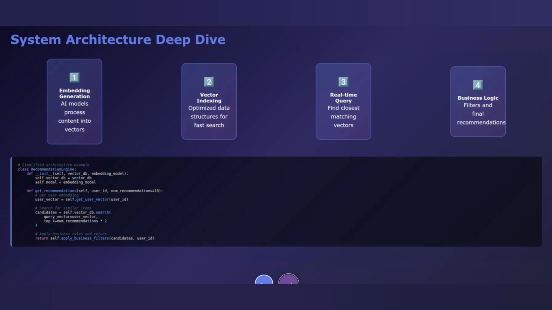Third, when a user needs recommendations, their profile vector is searched against the entire index. The system finds the closest matching item vectors in real time. These become the recommendation candidates. Finally, business logic and filters add the finishing touches. Maybe you want to exclude items the user already owns, boost newer products, or ensure diversity in recommendations. This layer handles all those real-world constraints. This architecture scales beautifully. Whether you have thousands or millions of users, the core similarity search remains lightning fast.